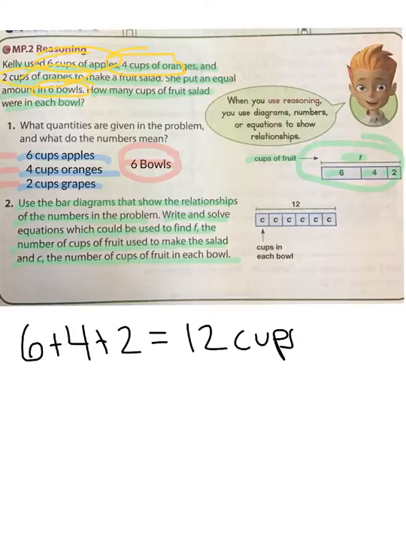Next, we're going to look at the bar diagram on the bottom. Here we begin with 12 cups of fruit, and we're dividing them equally between 6 bowls. So our equation is going to look like this. We have 12 cups of fruit divided by 6 bowls is going to equal 2 cups of fruit in each bowl.